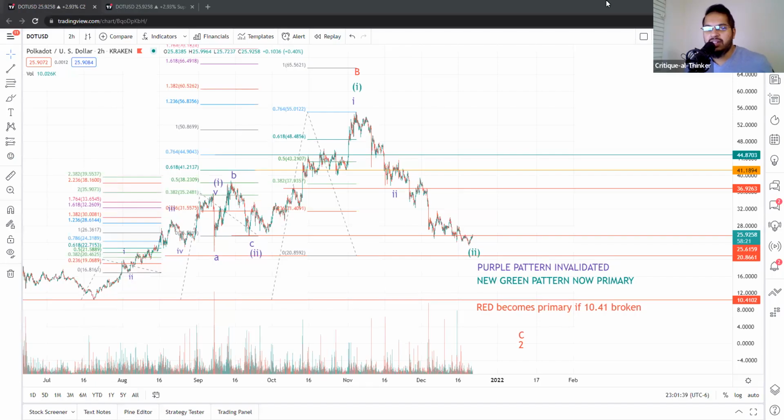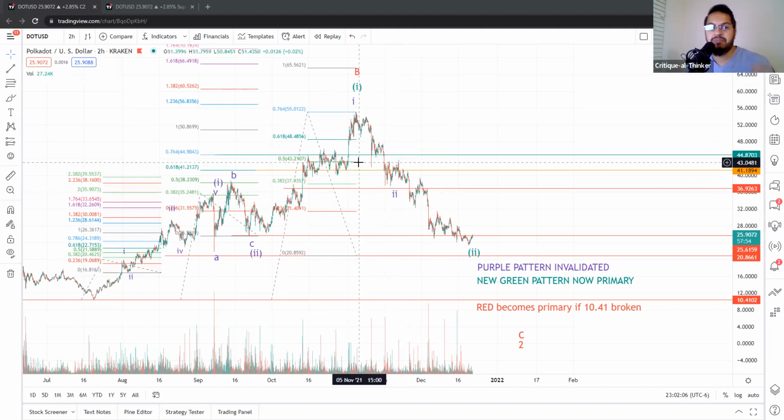Hello. This is an update on Polkadot, which has not been an exception to the swoon that we've seen across the cryptocurrency space. While Polkadot has fared better than a lot of other cryptocurrencies, we've broken quite a few technical supports. In our last update, we had what I was calling the larger degree Subwave 1, followed by a nested 1-2 setup. So this is something that's very sought after by Elliotticians because it's usually a sign of a very bullish third wave to come.